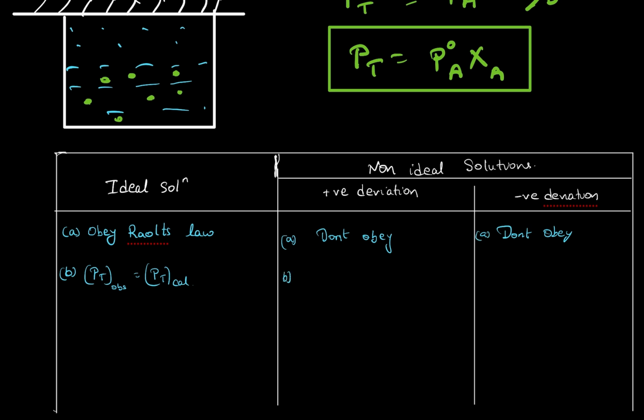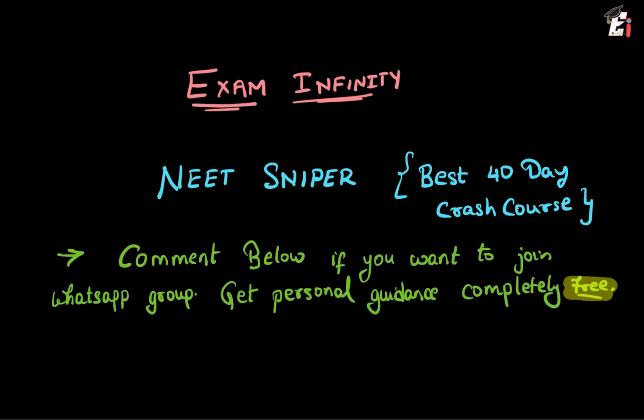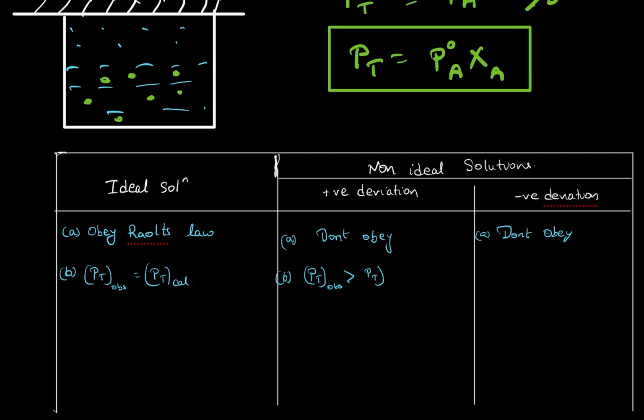But in this case, the pressure total that you are observing is greater than the pressure total that you are calculating. More than the calculation, you are going to get pressure, so that is positive deviation. But here, the vapor pressure total that you are observing is going to be less than the calculated vapor pressure.